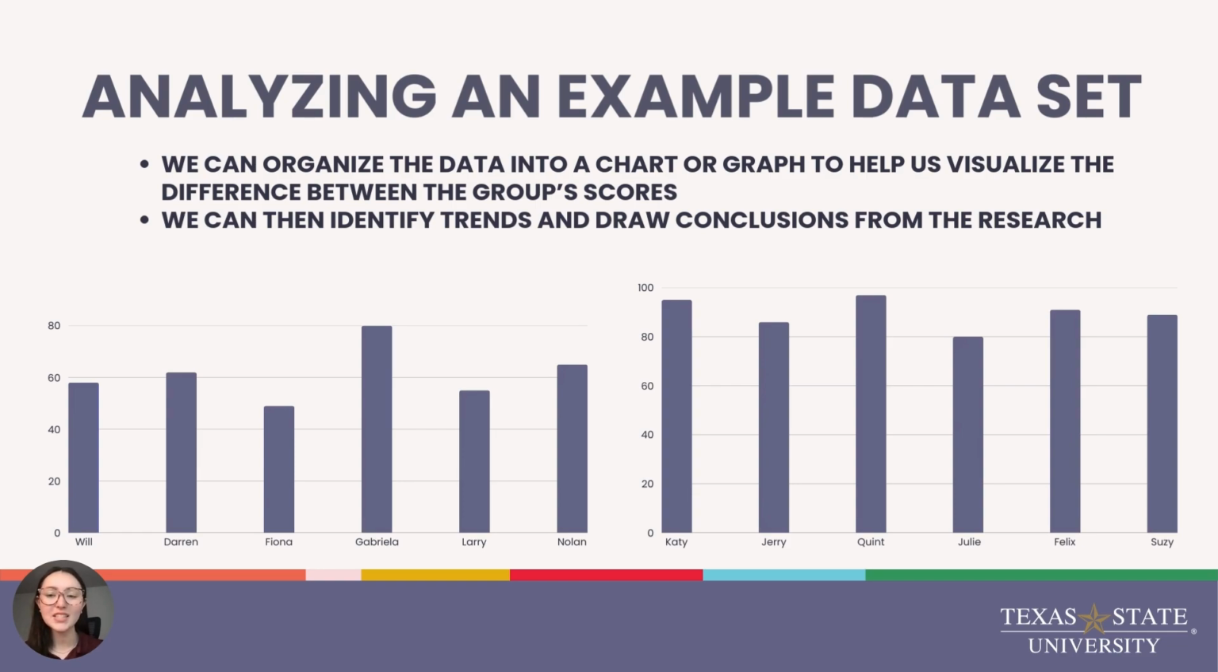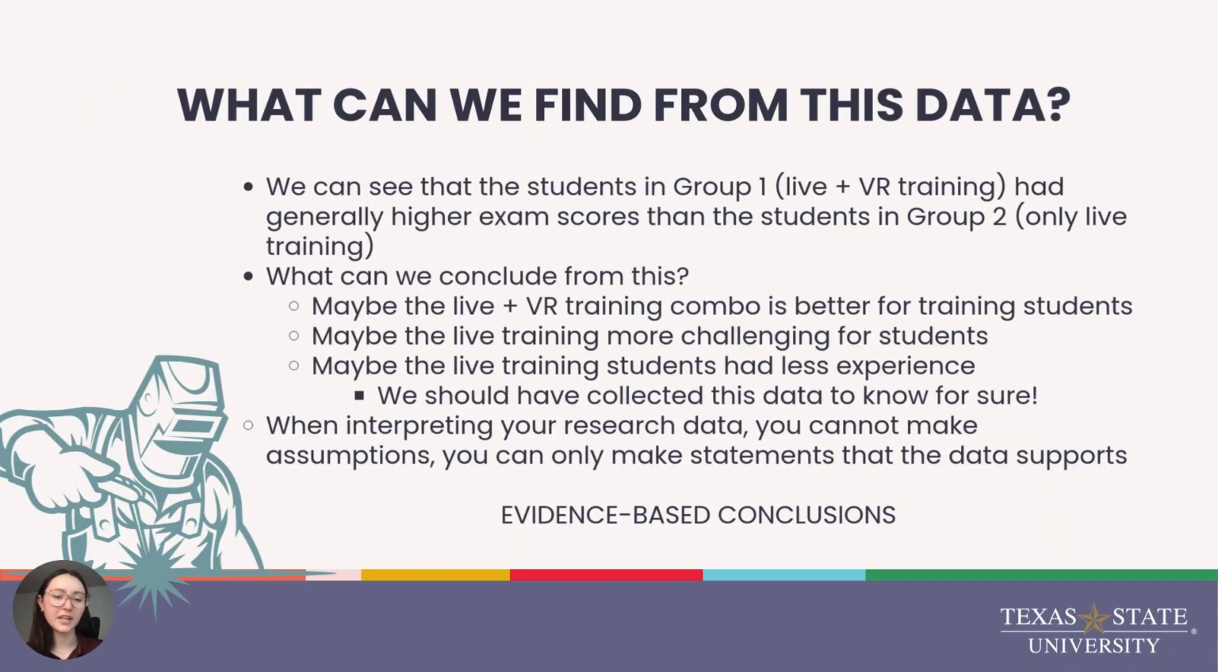So for our example, we can see that the students in Group 2 had much lower test scores. So what can we find from this data? We can see that the students in Group 1 that used live and VR training had generally higher exam scores than the students in Group 2 that only used live training.